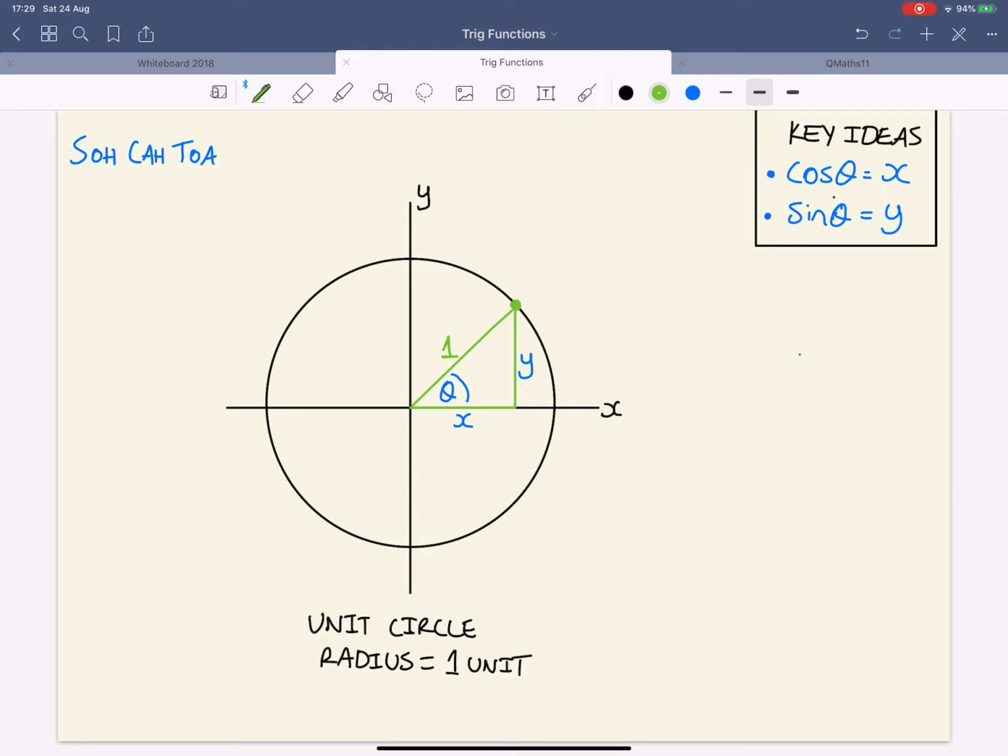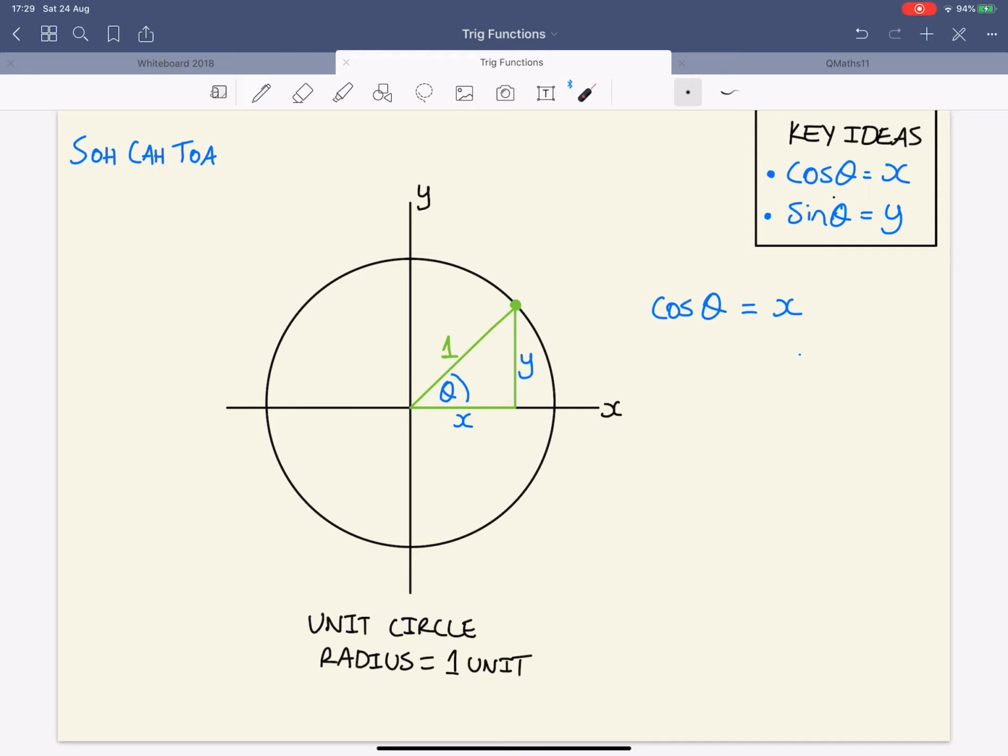And therefore, adjacent over hypotenuse, in this case, is x divided by 1, and anything divided by 1 is just that thing. So we know, and we'll write it on the right side, the cosine of our angle here, which we'll define as theta, is just x. And that there is our first key idea. So the cosine of this angle is just essentially how far along our x-axis we are.